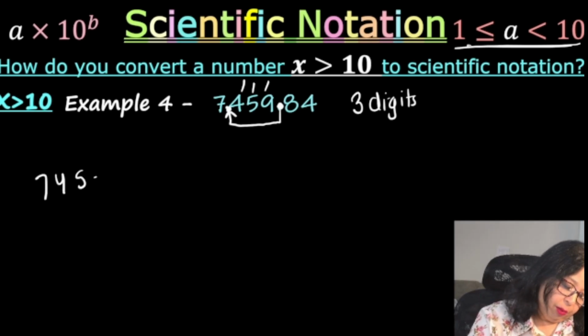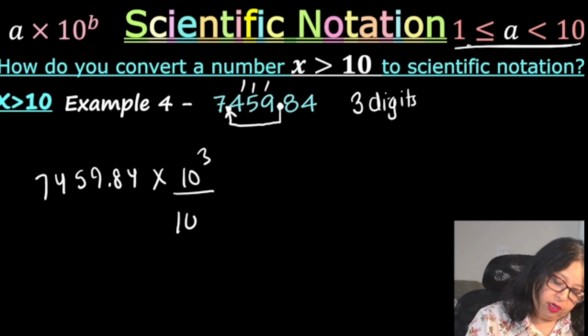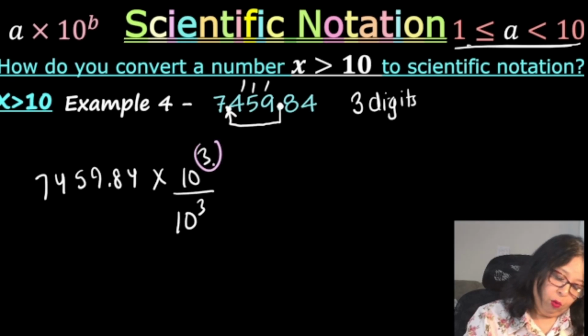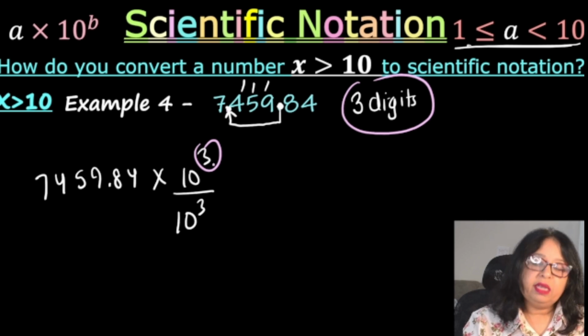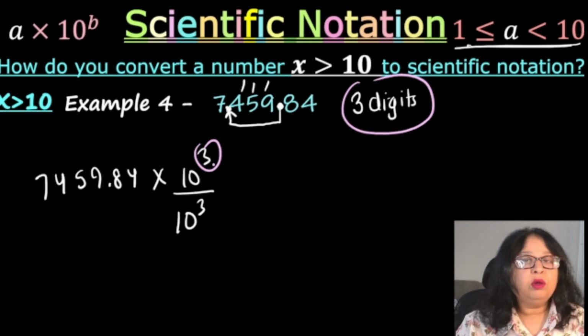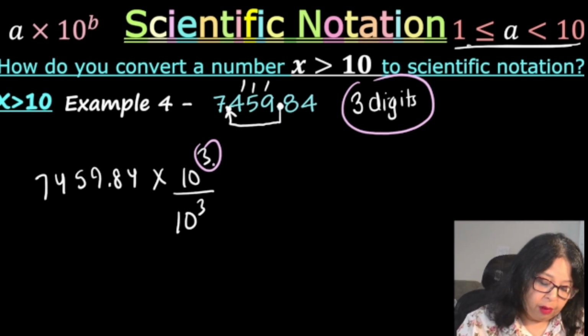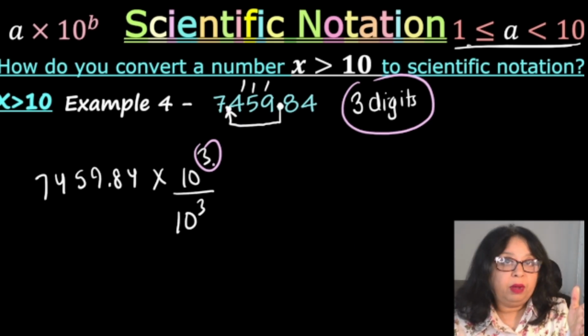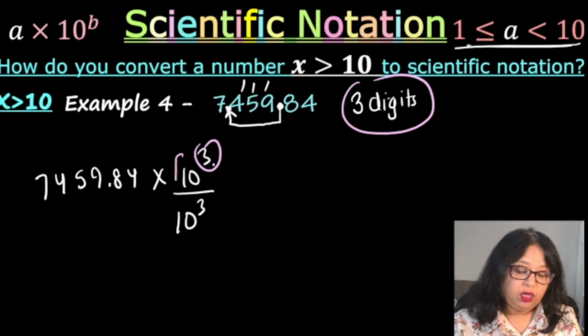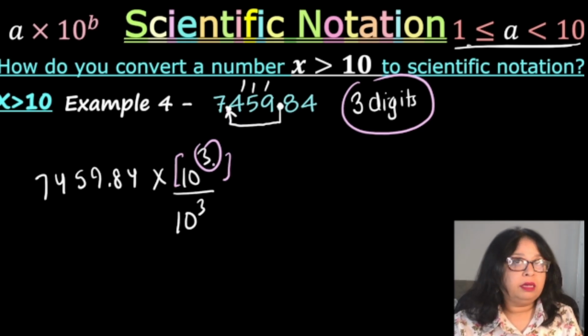So just like before, write your number, multiply it with 10 to the power 3 divided by 10 to the power 3. Why this 3? Because there are 3 digits between the 2 locations of the decimal. In other words, you're going to move the decimal over to the left by 3 places. Therefore, I'm multiplying the number by 10 to the power 3. But you can't just multiply a number by anything. You can multiply it by 1. Multiplying by 1 changes nothing. But multiplying it with just only 10 to the power 3 changes a lot.